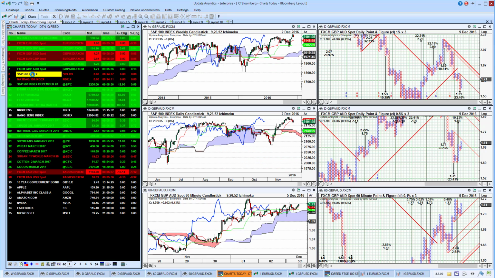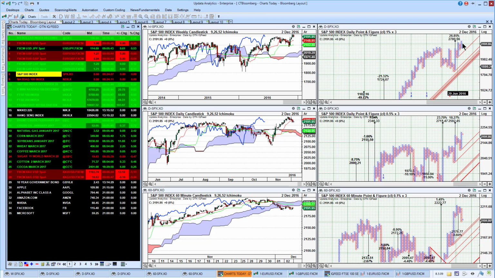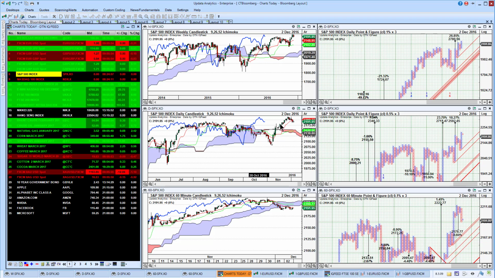We move to stock markets now. The S&P 500 failed to hold the 2200 level on Friday. We do have long-term upside, lots of support in the long term. Upside targets of 26, 23 and 18% on the medium-term chart. We are bullish here as well.